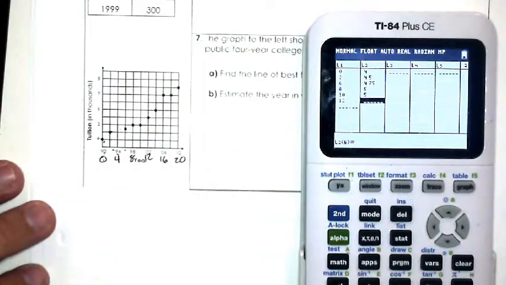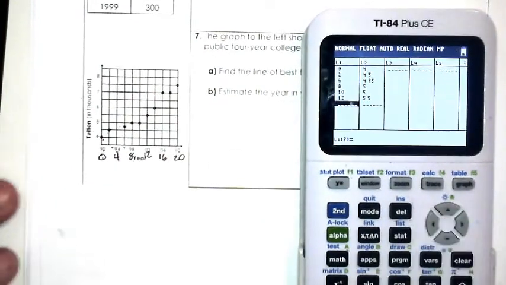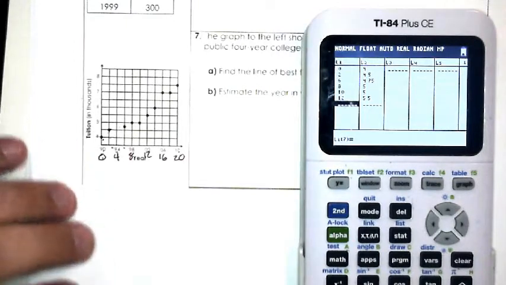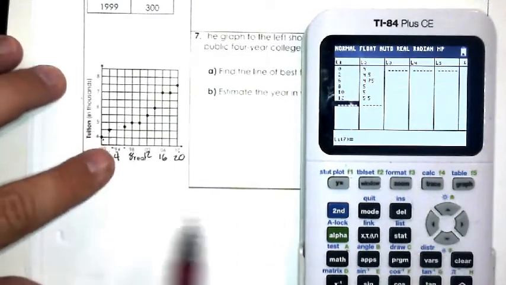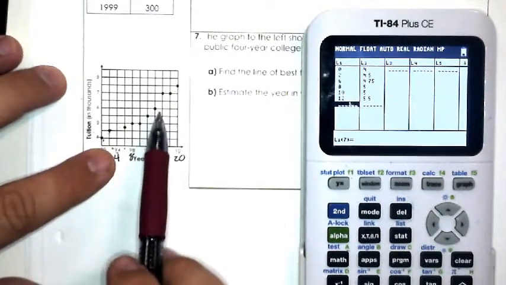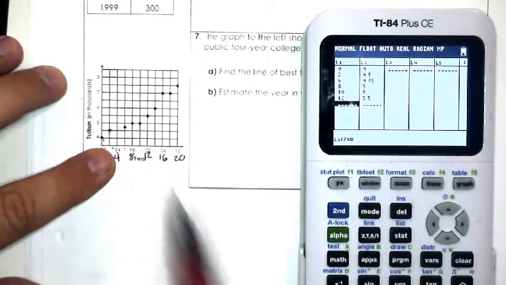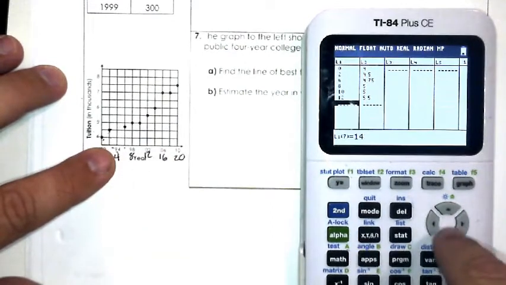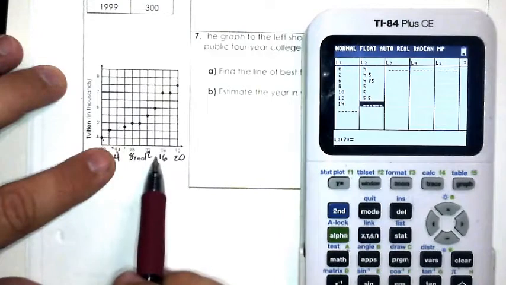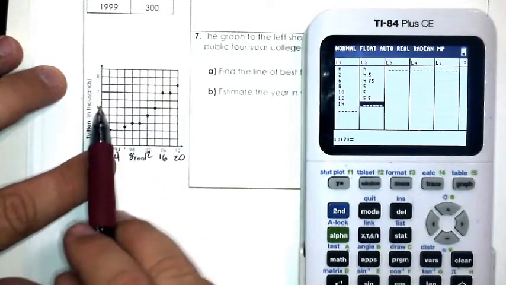Okay. The computer fell asleep on me. All right. Then I have a point at 2004. And that had a value of $6,000 for tuition. Man, we're really getting up there. In the year 2006, it was $7,000.